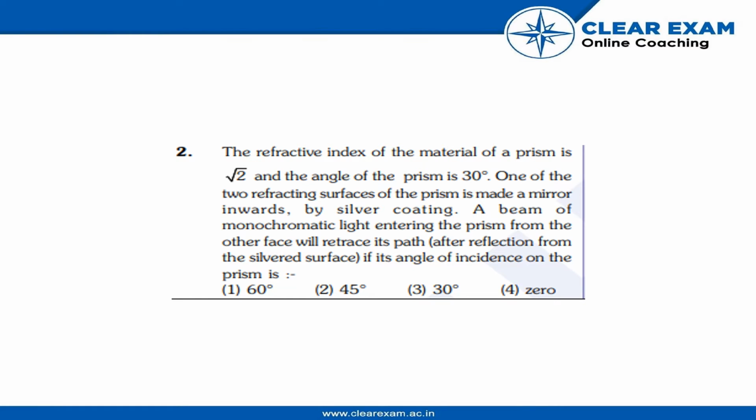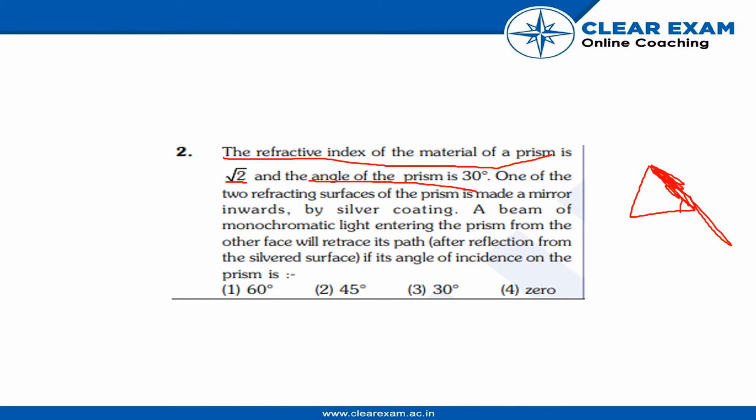Guys, in this question, we are given that the refractive index of the material of a prism is root 2 and the angle of prism is 30 degree. So this is a prism. So it has the angle of prism as 30 degree. So this angle is 30 degree and one of the two reflecting surface of the prism is made a mirror inwards by silver coating. Let's suppose this is the surface which is made as mirror by silver coating.